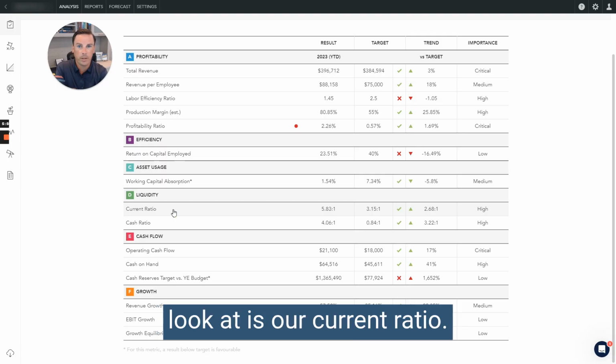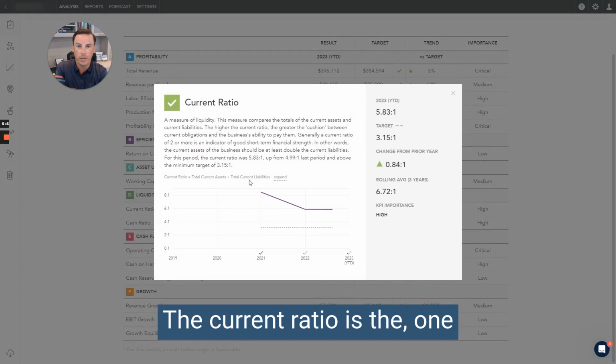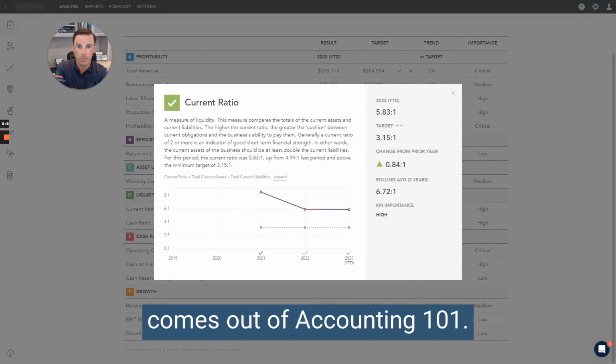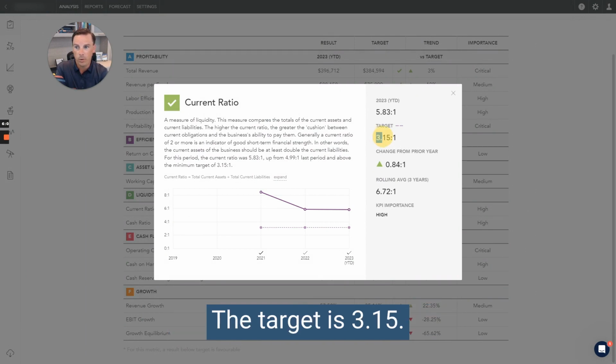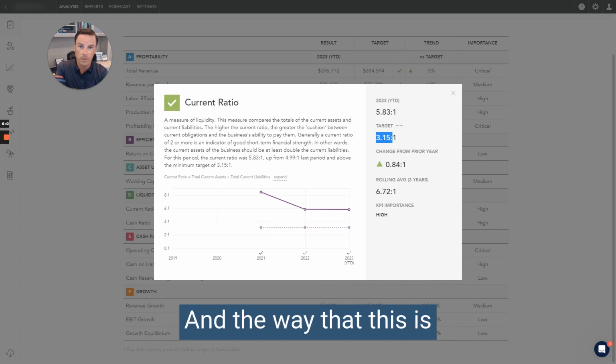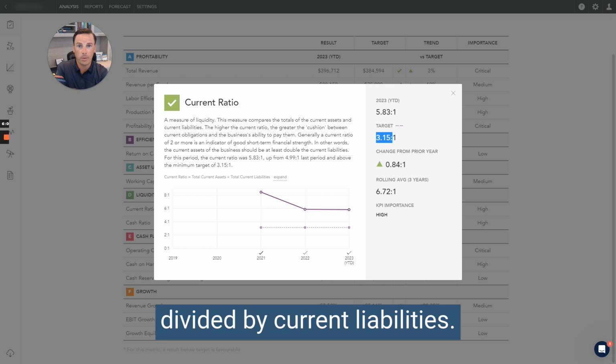The next KPI we're going to look at is our current ratio. The current ratio is one of the classic ratios that comes out of accounting. It is a measure of liquidity in your business. The target is 3.15. That is an industry benchmark from benchmark data. What we want is something north of 2. And the way that this is calculated is current assets divided by current liabilities.